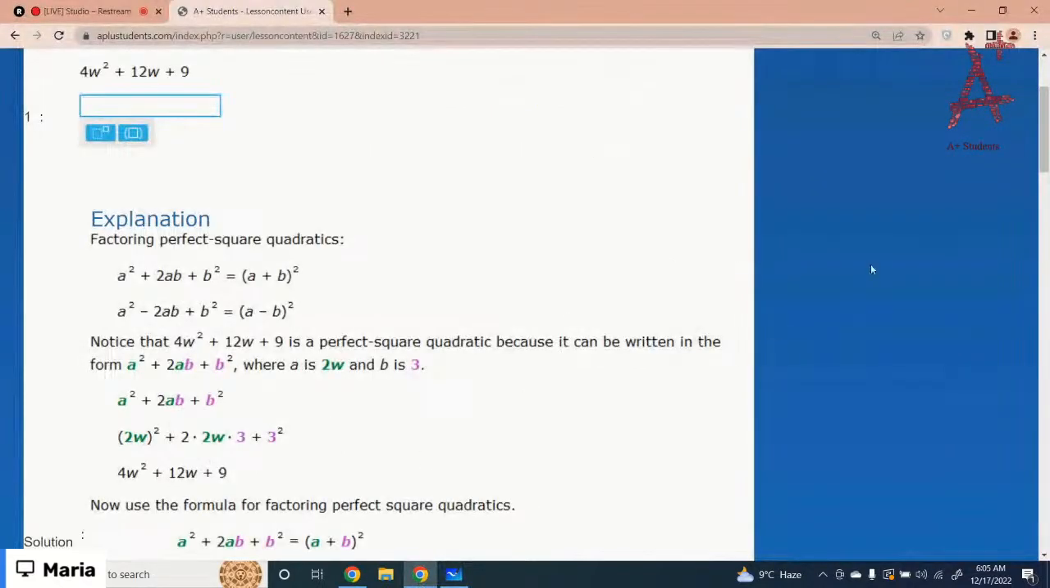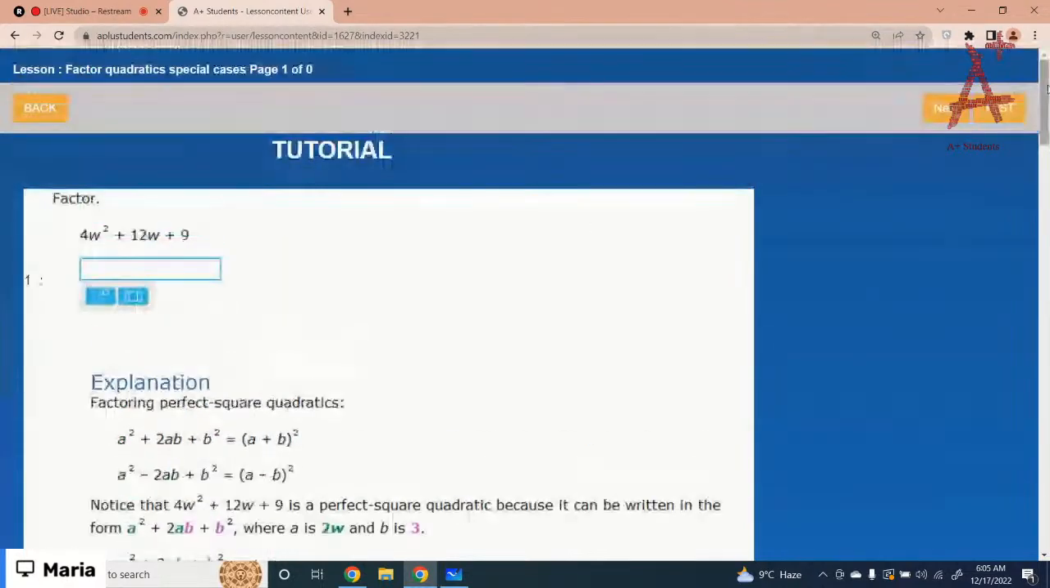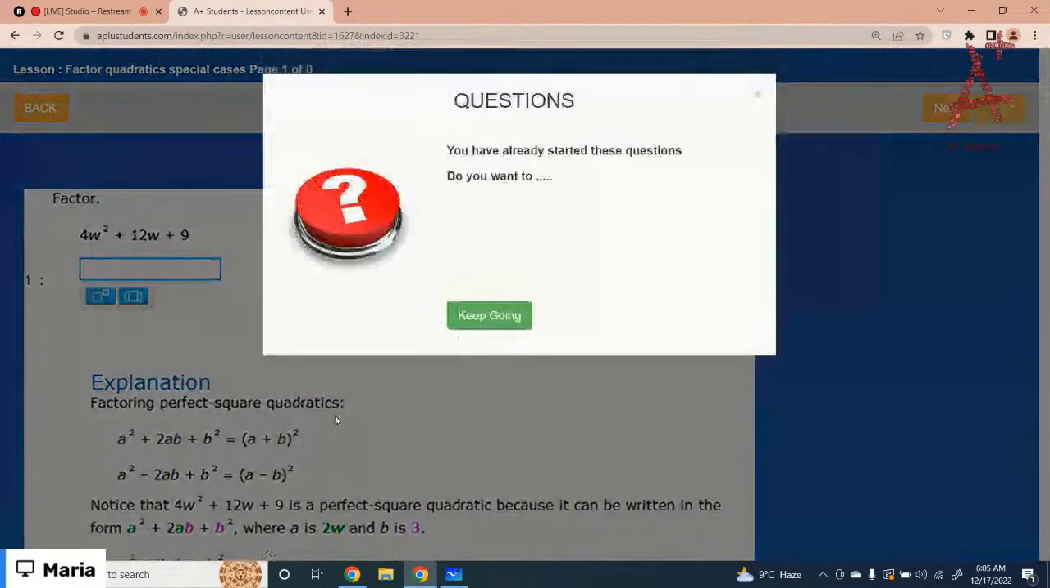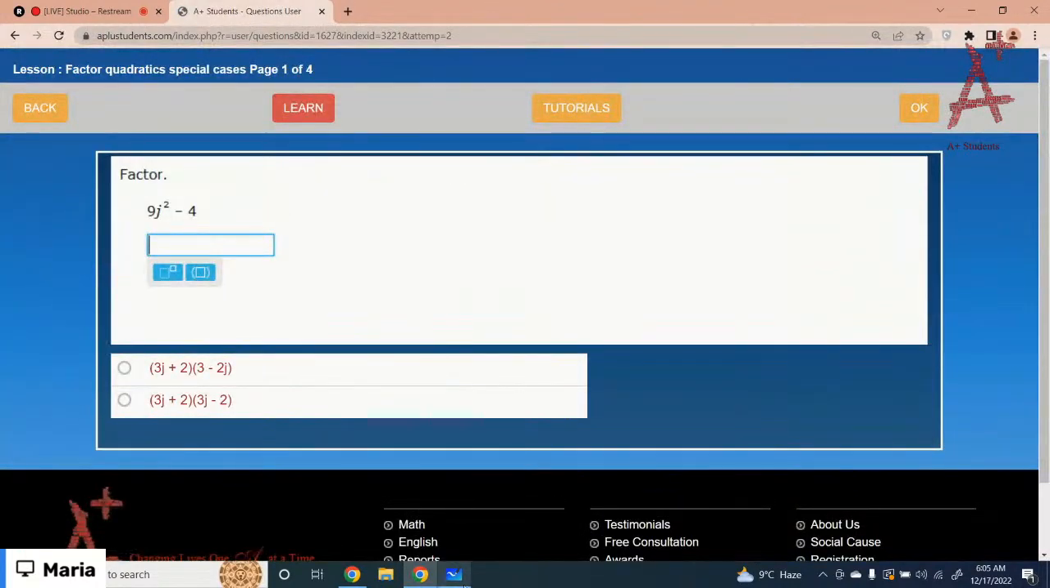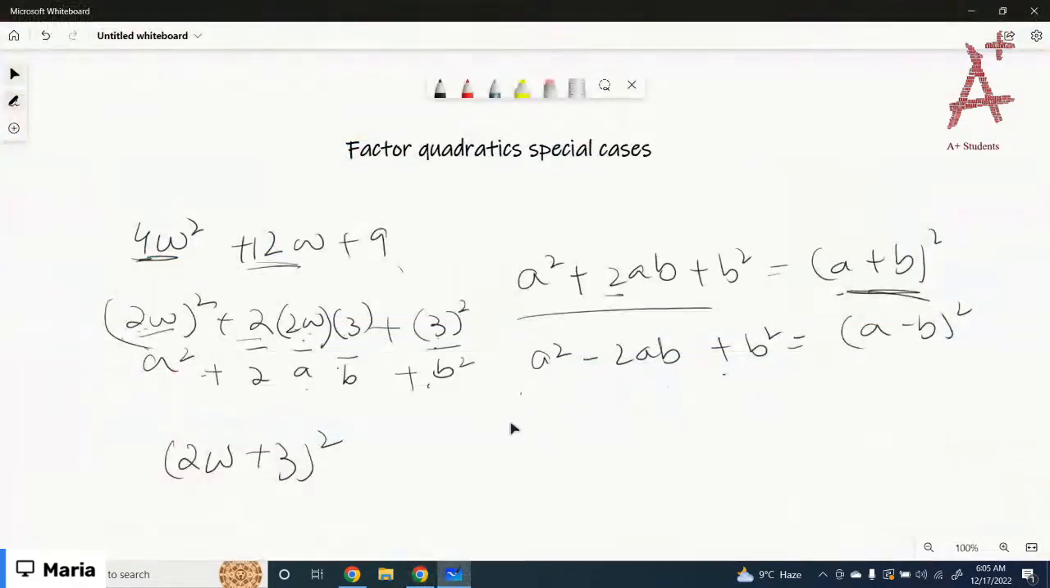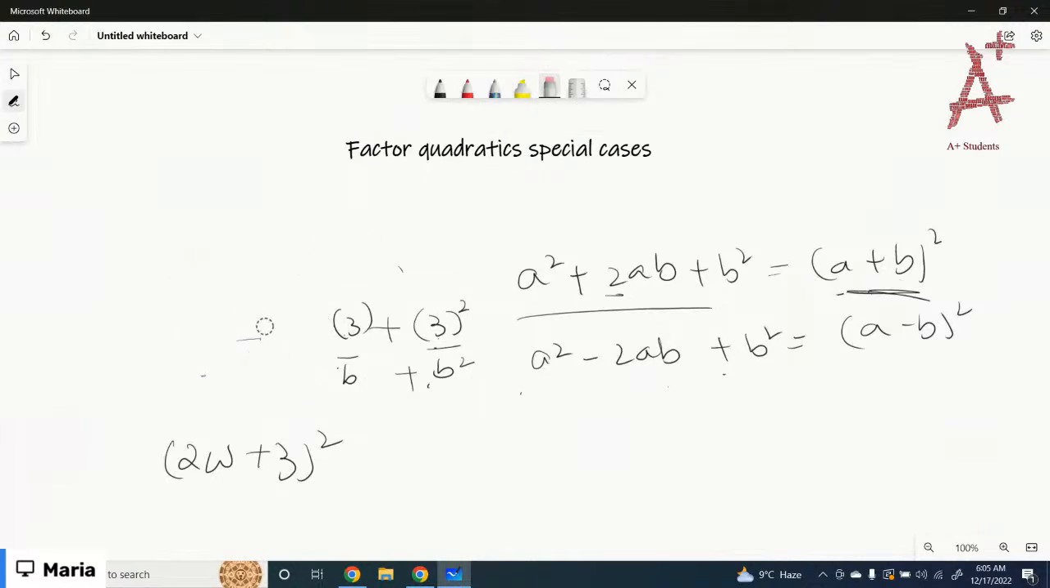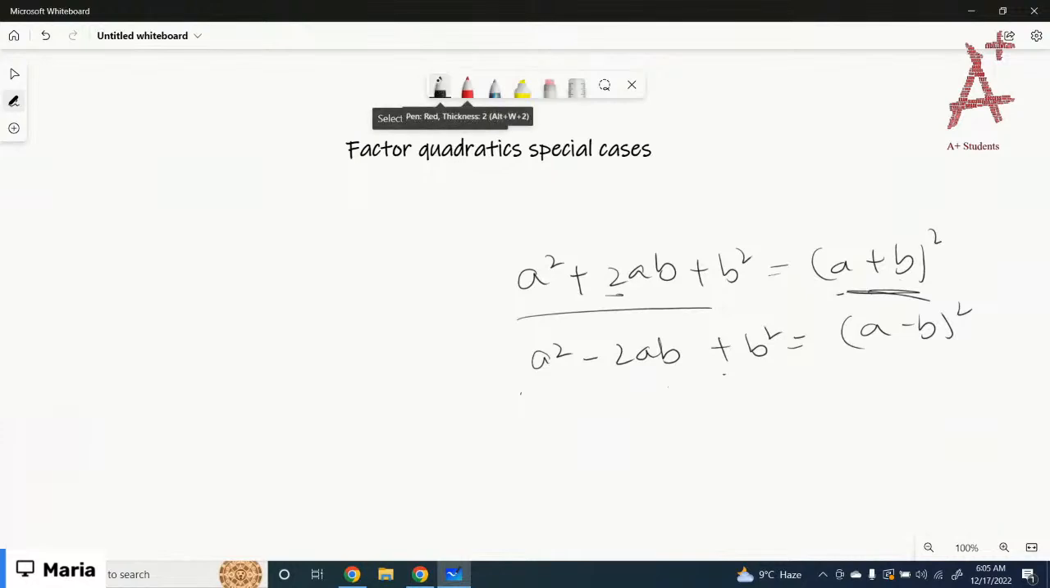Let's just start with the practice questions. They are known as factoring perfect square quadratics. Got it? Okay, let's start with the first. The first question from the test is 9j square minus 4.